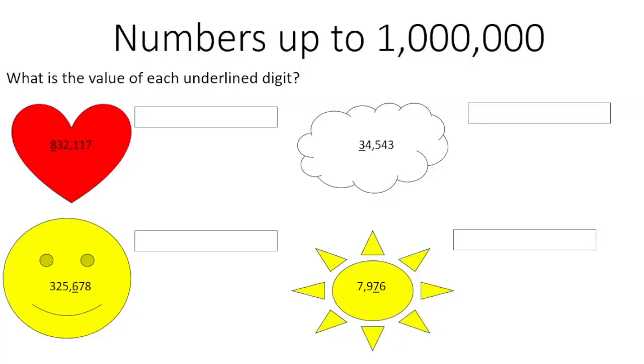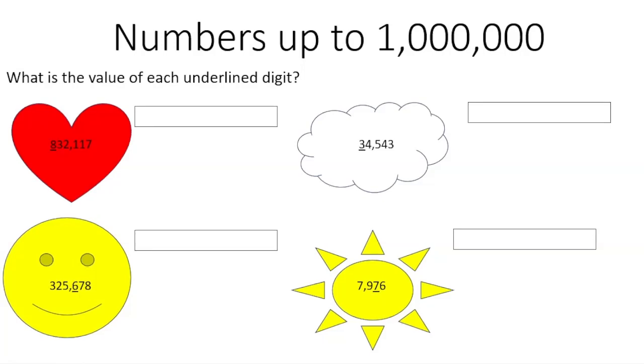Hi guys, so today we're going to be talking about numbers up to 1 million and making a few numbers up to 1 million as well. So on this first page, as we can see, what is the value of each underlined digit? All we're going to be doing is looking at these numbers that are in these different shapes, and where there's an underlined digit, so for example it's the 8 on this first number there, for those digits we're just going to be writing the value of what that digit means.